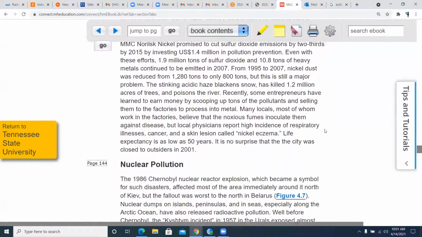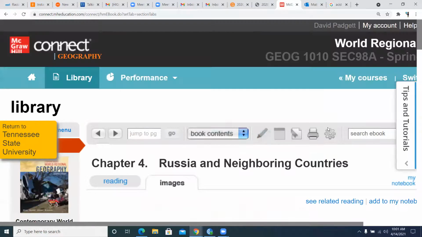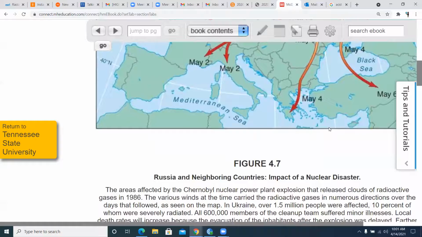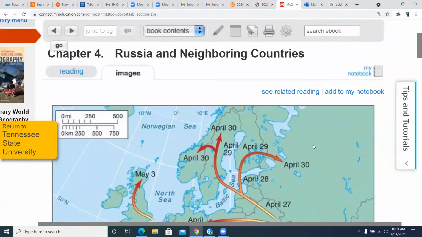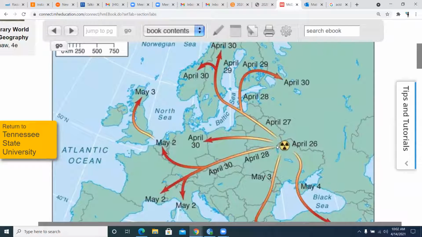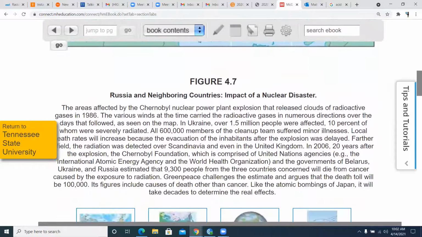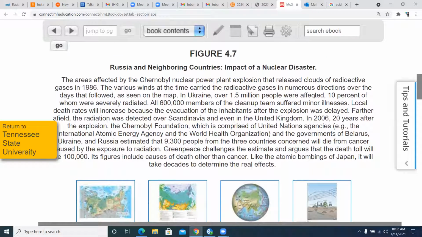Now, another big issue from the environmental history of this region is the Chernobyl nuclear plant explosion that occurred in 1986. In Chernobyl, which is now in Ukraine, there was a nuclear facility that exploded and released toxic gases throughout the region. And it says here that about 1.5 million people were affected, 10% were severely radiated, 600,000 members of the cleanup team. Think about that, 600,000 people were involved in cleaning up this disaster.